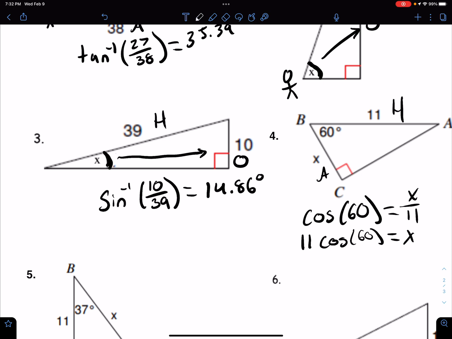Okay, so let's go ahead and put that into our calculator. So 11 cosine of 60. This is roughly 5.5. Or it's exactly 5.5. Or you could write 11 over 2.